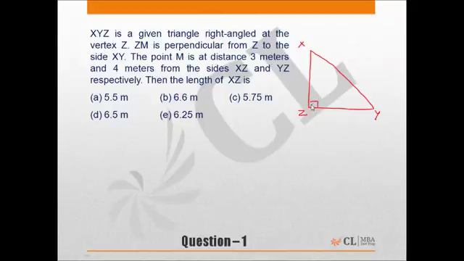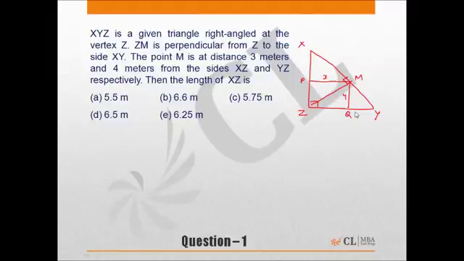ZM is the perpendicular on XY. The point M is at a distance 3 meters from XZ. So this distance is 3. Let's say this point is P. And this distance is given as 4. Let's say this point is Q.